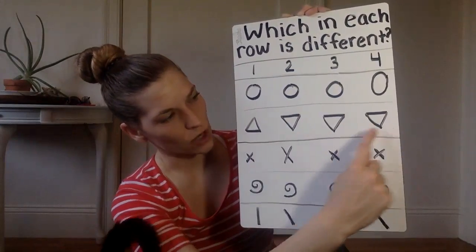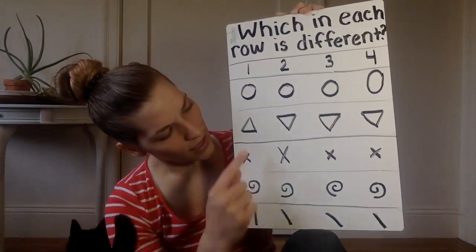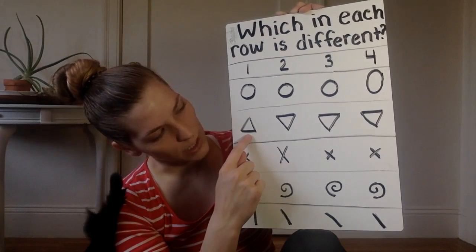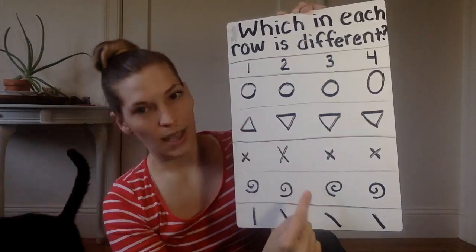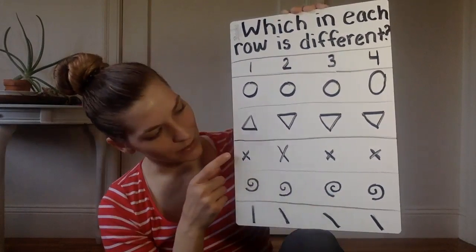Which one of these triangles is different? They are all triangles. If you notice that the first one has the point at the top and that it is different from the others, you're right. Let's go to the next one.